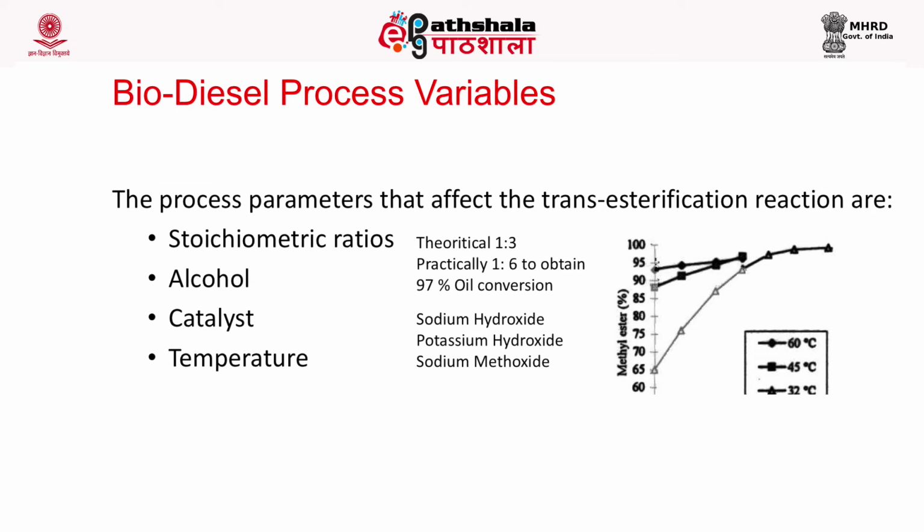Number 3 is the catalyst. So we have the option to use sodium hydroxide, potassium hydroxide, and sodium methoxide. Normally, potassium hydroxide or sodium hydroxide is used in the process, and the quantity used is about 10% of the weight of the vegetable oil.